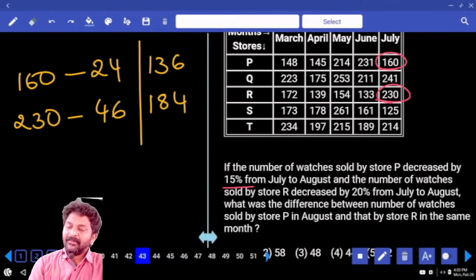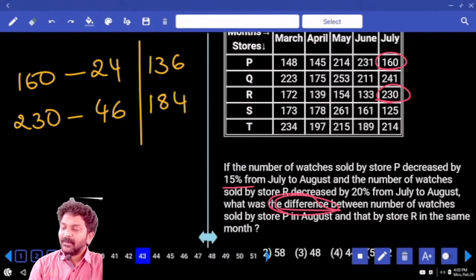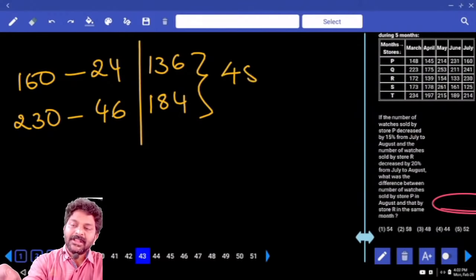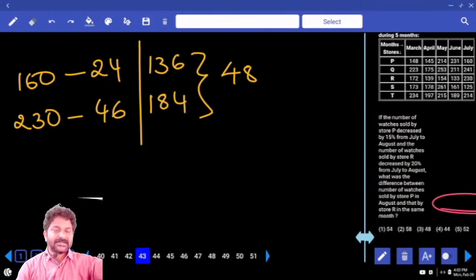Correct. And we were asked to calculate what? The difference between these two numbers. Correct. Which is 48, the difference.